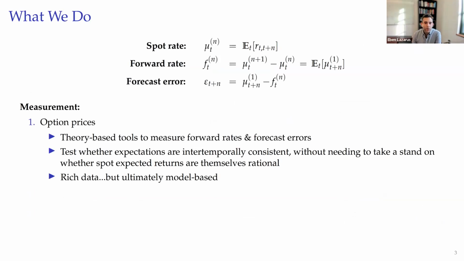So the first question is, how do we go about measuring these things? And we're going to come at this question in a couple ways. First, with option prices. And so that's going to be the derivatives focus part of the talk. And we're going to come up with a new set of theoretically motivated tools to measure forward rates and forecast errors in those forward return expectations.